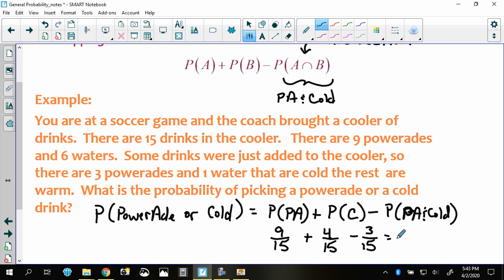So that would give me a total, add them together, that's 13 minus 3 would give me 10 out of 15, which is 2 out of 3 when you reduce it. So you have a 2 out of 3 chance, or 67%. Round it off. So that would be not mutually exclusive, where we have to subtract the value.